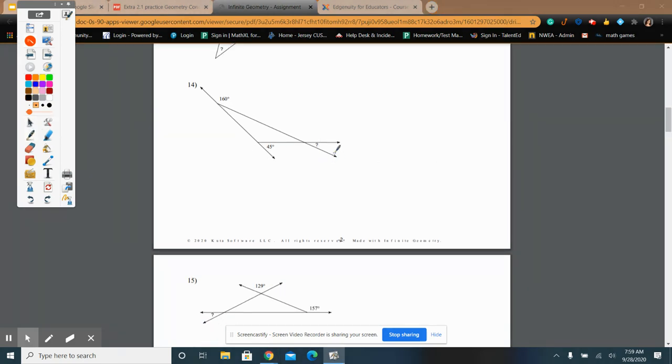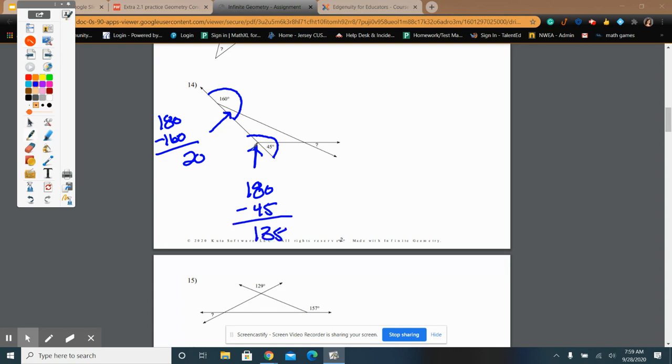Now let's look at 14. 14 wants us to find this question mark angle, but I can't find it yet. First, I'm going to have to find all these angles in a triangle, and then I'm going to know that these two are kissing so that they'll be equal, or vertical angles. So the first thing I see is a straight line. Straight lines add to 180. So if I take 180 minus 160, I get the first angle is 20 degrees. Now here's another straight line, and that also adds to 180. 180 minus 45, that's going to be 135 degrees for this other angle.